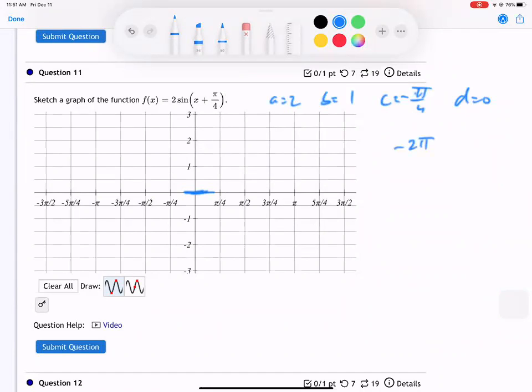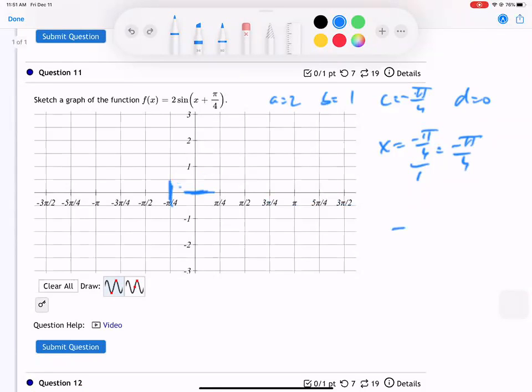Our phase shift, though, it's 2 pi. Darn it. What am I talking about? I'm just doing period already. My mistake. Our phase shift is x equals negative pi over 4 over 1, which is negative pi over 4. All right, so negative pi over 4. I see it. Right there, negative pi over 4. But when do I stop? Where do I stop along the way?